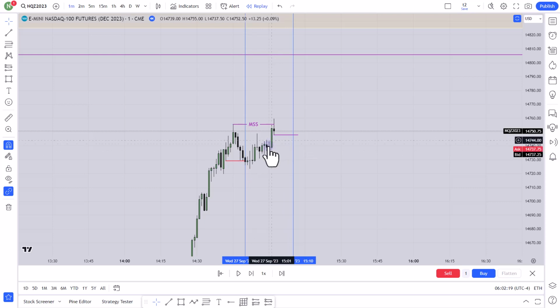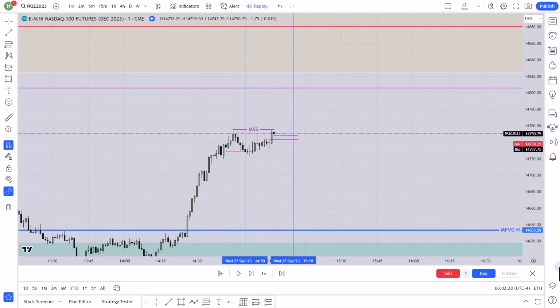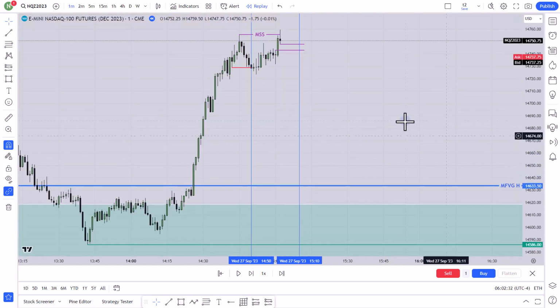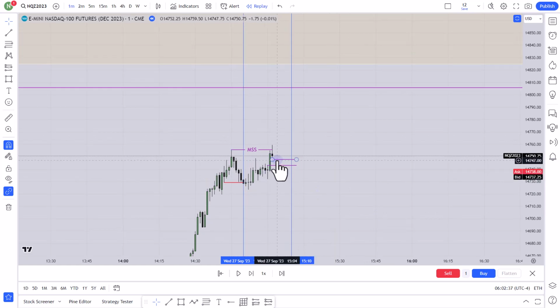There is a very nice fair value gap. You don't need to make your chart in a special way to see the fair value gap. You can see it easily over there. Now I will wait for the market to go to this fair value gap. I will show you.